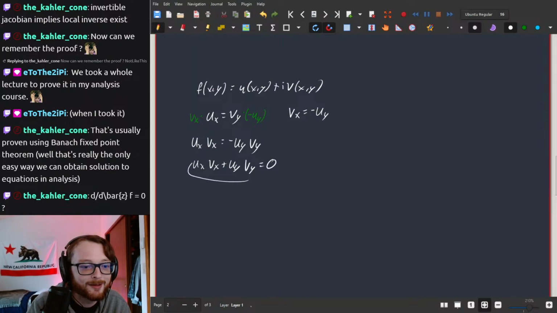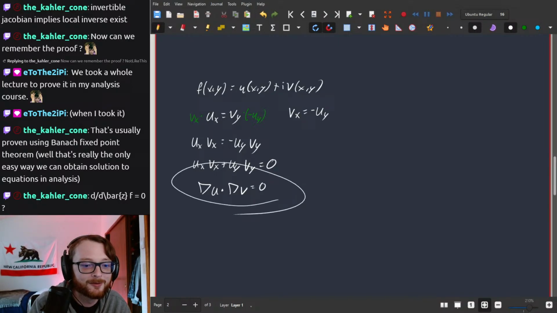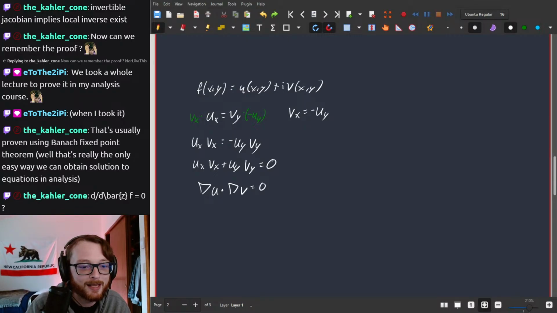Well, this is two gradients dotted together. Gradient u dot gradient v. So the gradients are perpendicular. And I was like, oh, that's kind of neat. I never saw that before.